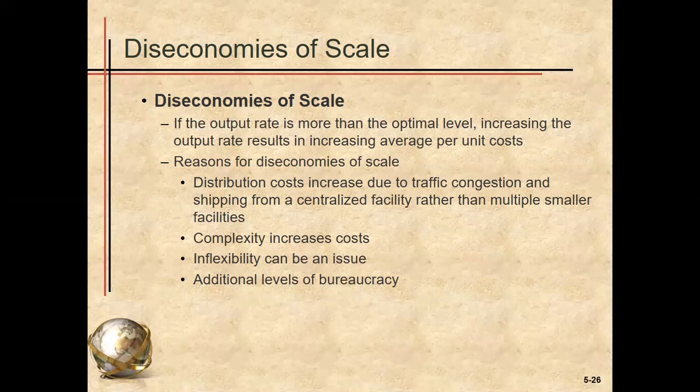If the output rate is more than the optimal level, increasing the output rate results in increasing average per-unit cost. These are the reasons for diseconomies of scale: distribution costs increase due to traffic congestion and shipping from a central facility rather than multiple smaller facilities, complexities increase costs, and flexibility can be an issue.